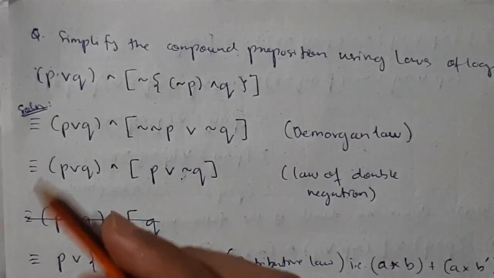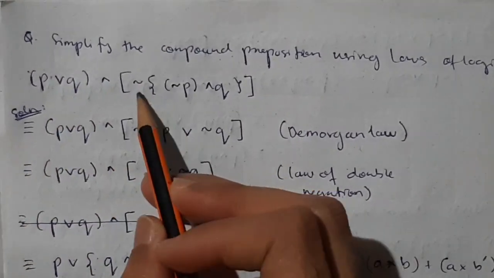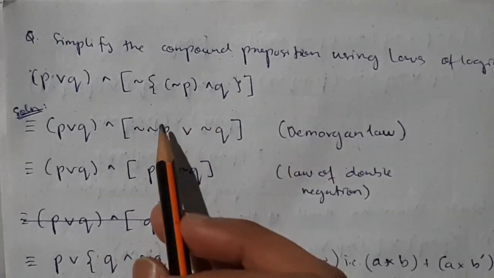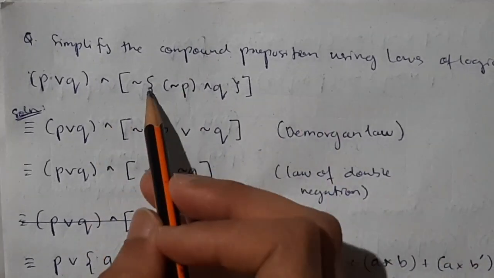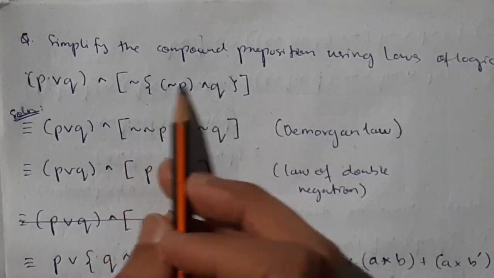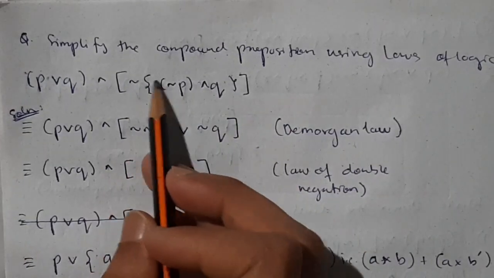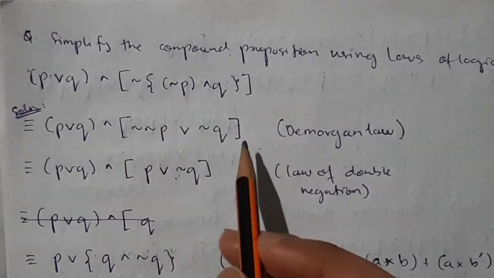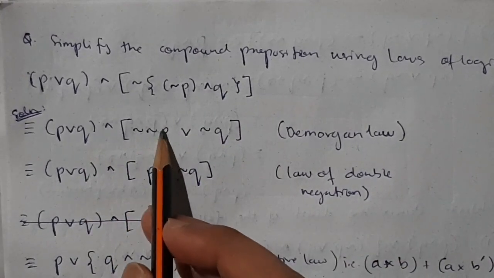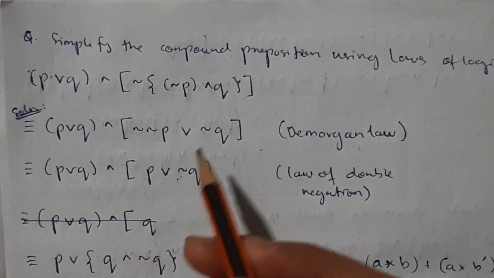Okay, this is the question given: (P OR Q) AND NOT (P AND Q)... Now what we have to do is simplify this. First start from the bigger bracket here. When you open this bracket, that means you take this NOT inside the whole bracket, and you will get NOT of (NOT P OR NOT Q) according to De Morgan's law, right? Then by the law of double negation, this NOT will get cancelled and we will write it as P.